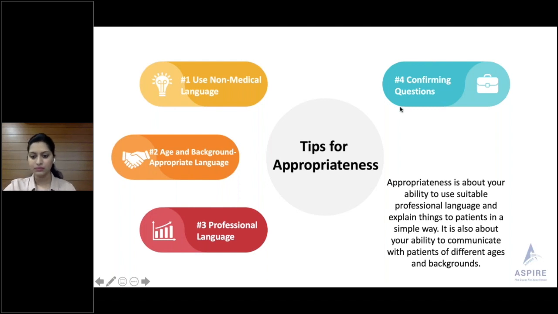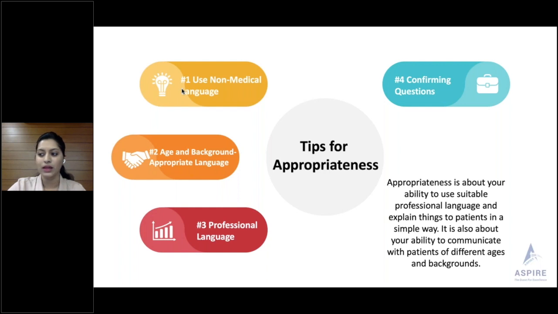Appropriateness. So appropriateness is about your ability to use suitable professional language and explain things to patients in a simple way. It is also about your ability to communicate with patients of different ages and background. So a simple example for this would be not using medical jargon and trying to use normal spoken English phrases instead of trying to get your medical terminology across. So yes, number one, use non-medical language.